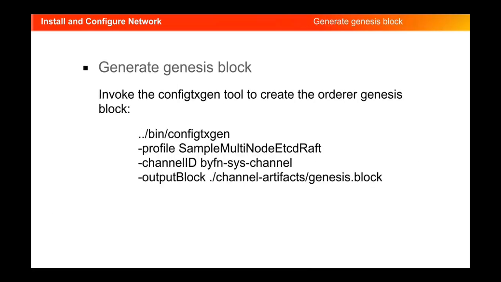Next is how you are going to generate the Genesis block. As we have seen from the previous lectures, we need a tool to generate the Genesis block, and that tool is the configtxgen tool. For the configtxgen tool, we are going to provide certain inputs or params like this: the profile, the channel ID, and the output block. This is the command that you are going to execute, and it will generate the orderer Genesis block.